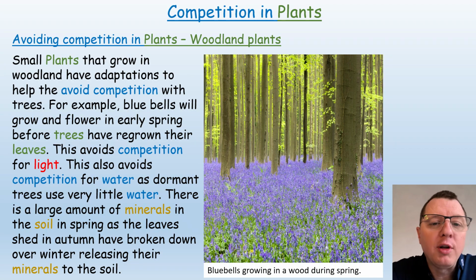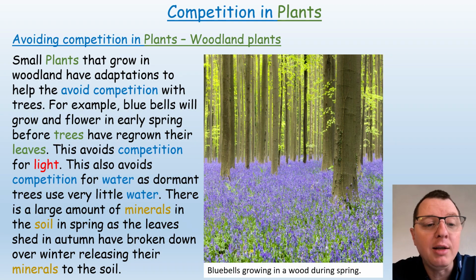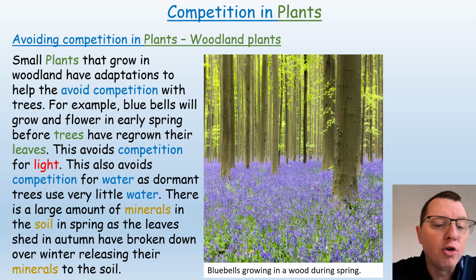Another way of avoiding competition in plants occurs in woodlands. Some plants that grow in woodlands have adaptations to help them avoid competition with trees. For example, bluebells will grow and flower in early spring before the trees have regrown their leaves. This avoids competition for light, and this also avoids competition for water, as dormant trees use very little water.